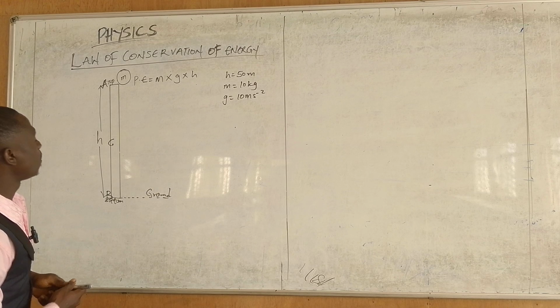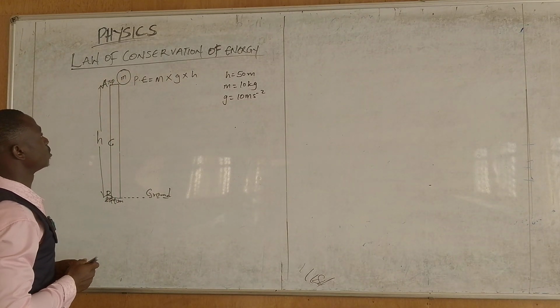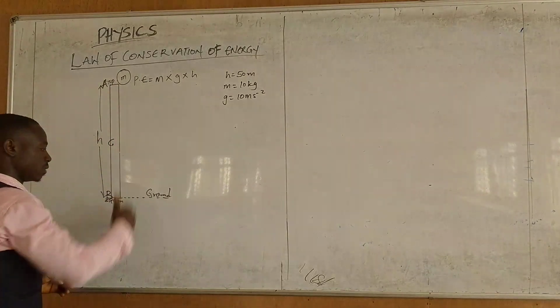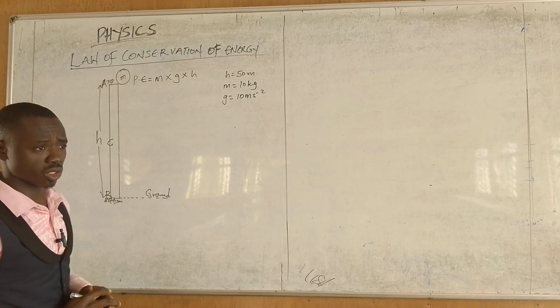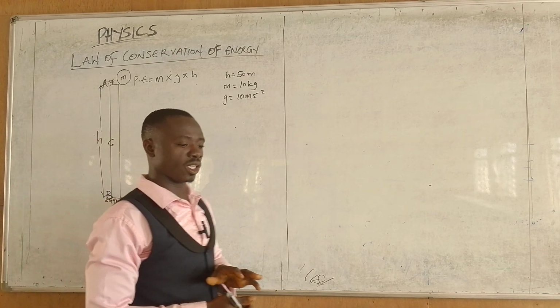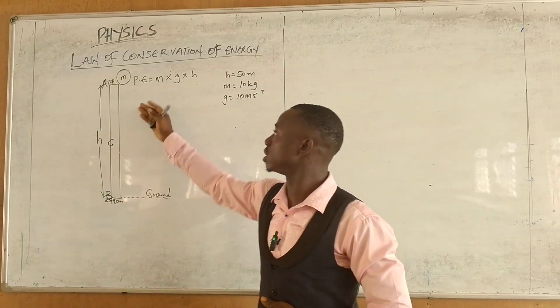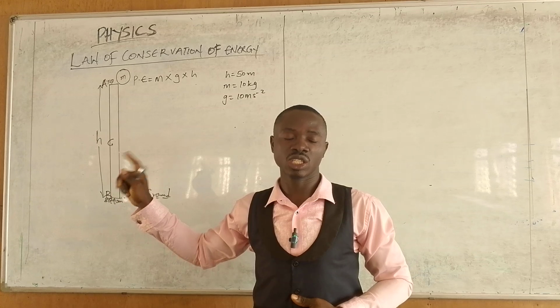But when you release this ball, the moment you release it, what happens? It begins to speed down. It will accelerate downward. And as it's accelerating, what is happening? Now the energy is changing from one form to another. It will be changing from potential to kinetic. From potential to kinetic.